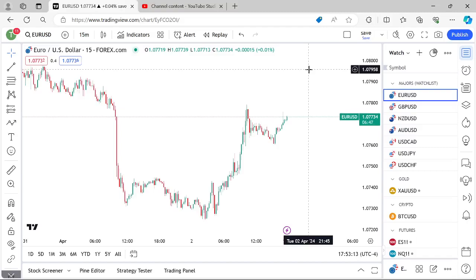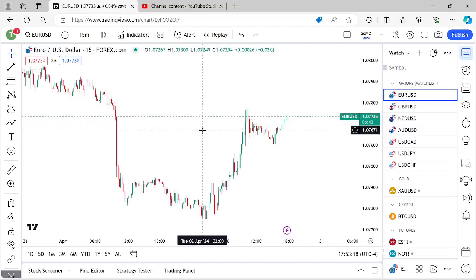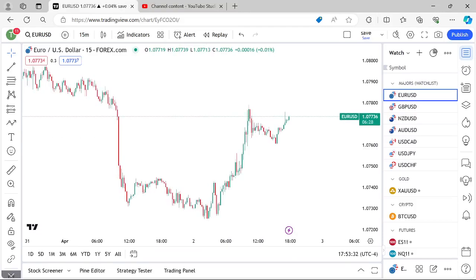Okay. So we're going to take this Euro USD right here. And if you want to go back and look at this on your own charts later on, the example I'm going to be looking at right here is from April the 2nd, 2024. So if you want to go back and study it on your own charts, I do highly recommend that.